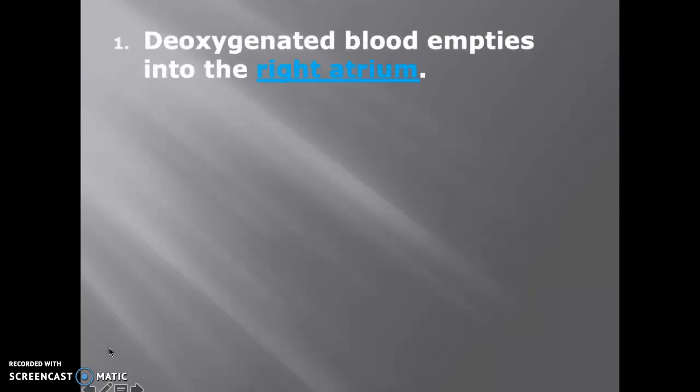So for the right atrium, when blood first enters the right atrium, it is deoxygenated. And by deoxygenated, it doesn't mean that there is no oxygen in the blood. It means that there is low oxygen in the blood. Your blood is never completely without oxygen unless, of course, you're dead, and then you have bigger problems. So low oxygenated blood empties into the right atrium.